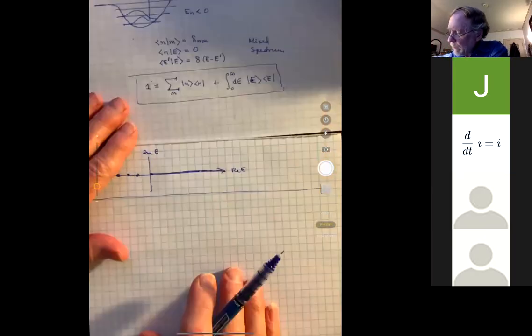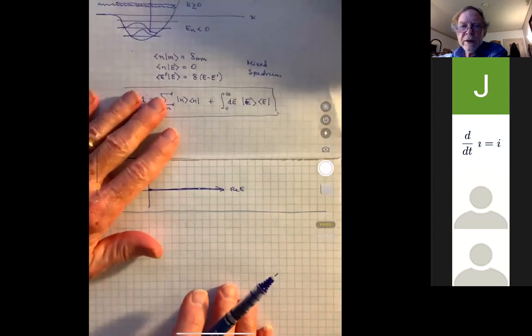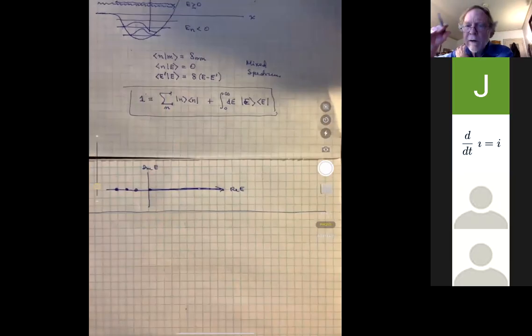There are other more complicated types of spectra as well. There's the possibility of discrete states embedded in the continuum, which we'll see later on in the course. We'll see examples of that.